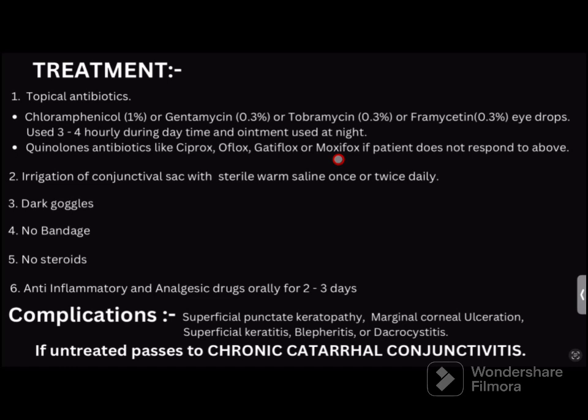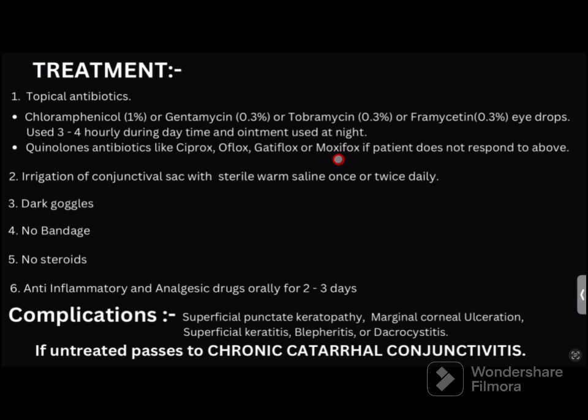The second thing you will ask the patient is to irrigate the conjunctival sac with sterile warm saline. That is, they'll wash their eyes with sterile warm saline once or twice daily. Okay. Now, what is contraindicated? Frequent eye wash. Once or twice daily, that is every morning and night, is recommended. But some people, when they get infected, wash their eyes very frequently. So this frequent eye wash is contraindicated.